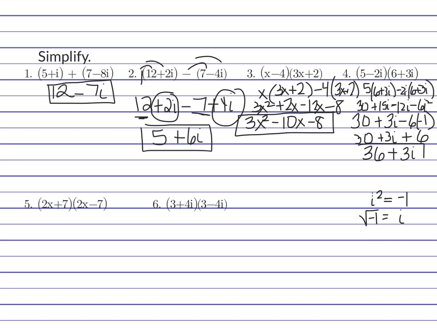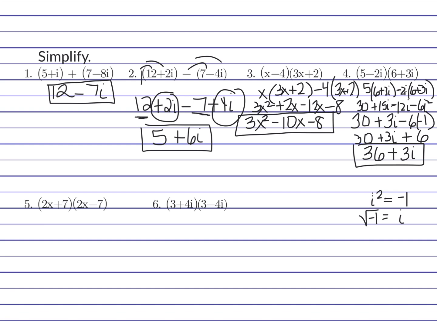That's my final answer. So the answer to the product of two binomials is going to be, for the most part, a binomial. There are exceptions to rules, though, so there may be an exception to that rule as well. Stay tuned.